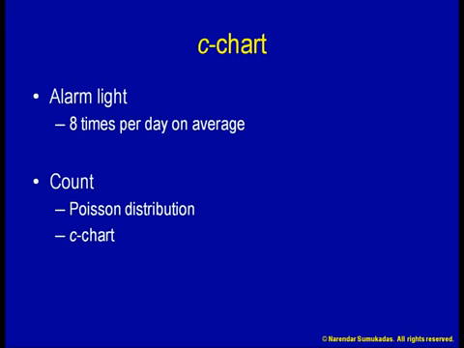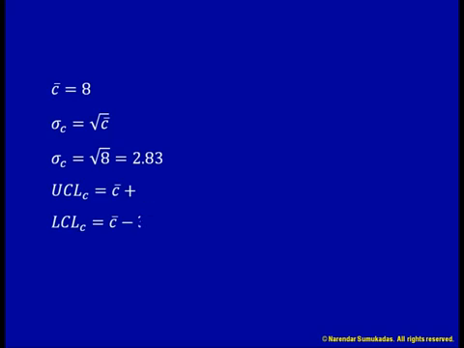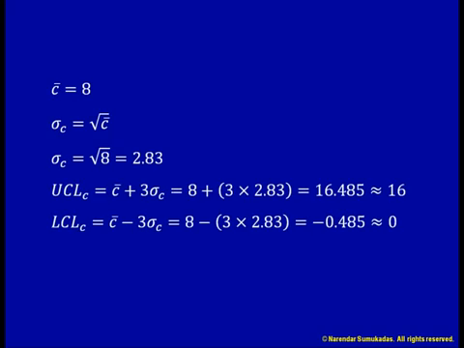Given that on average the light goes on 8 times a day, the average count, or C-bar, is 8. This C-bar will be the center line of my control chart. The standard deviation of this count, sigma c, can be calculated using the formula shown. Once I know the standard deviation, I can calculate the UCL and LCL as the mean plus or minus 3 standard deviations. I cannot have a fraction of an alarm, so I truncate the UCL at 16. I also cannot have a negative number of alarms, so I truncate the LCL at 0.